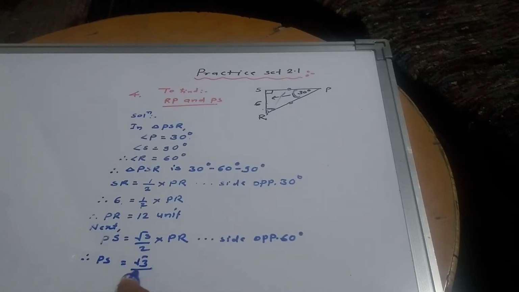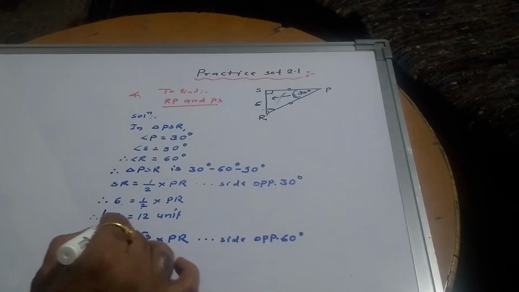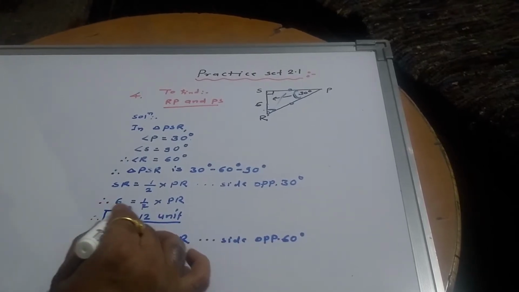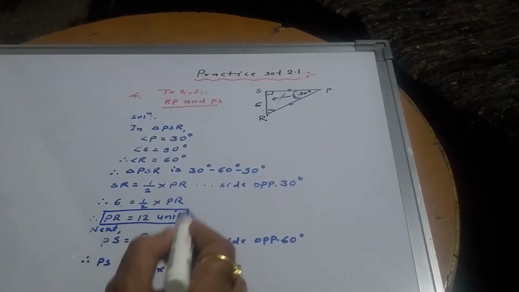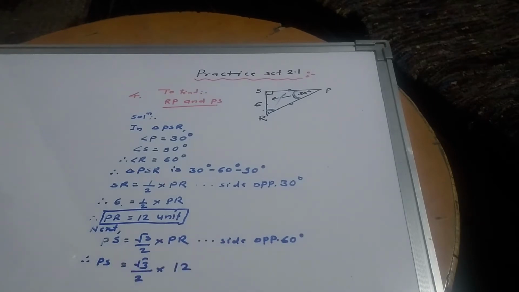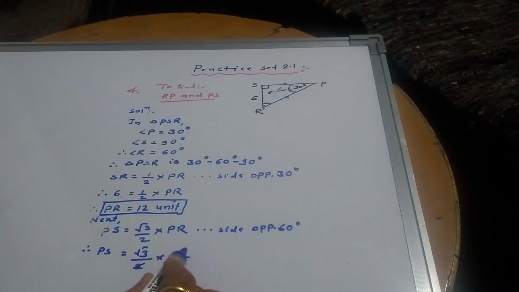Therefore PS is equal to √3/2 into, what is PR? You will determine it is there. PR is equal to 12 unit. So now therefore PS is equal to 6 root 3 unit. So this is the values of PR and PS. Hence the answer.